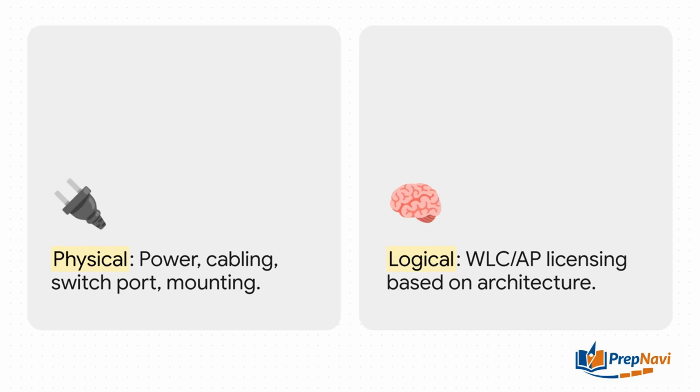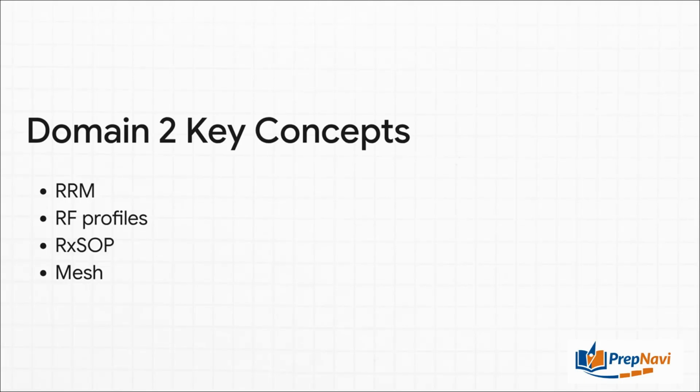But then, you have to instantly pivot to the logical infrastructure. That means wrapping your head around WLC and AP licensing requirements, which, by the way, change entirely depending on the specific architecture you're deploying. And Domain 2 certainly doesn't stop at just the basics.